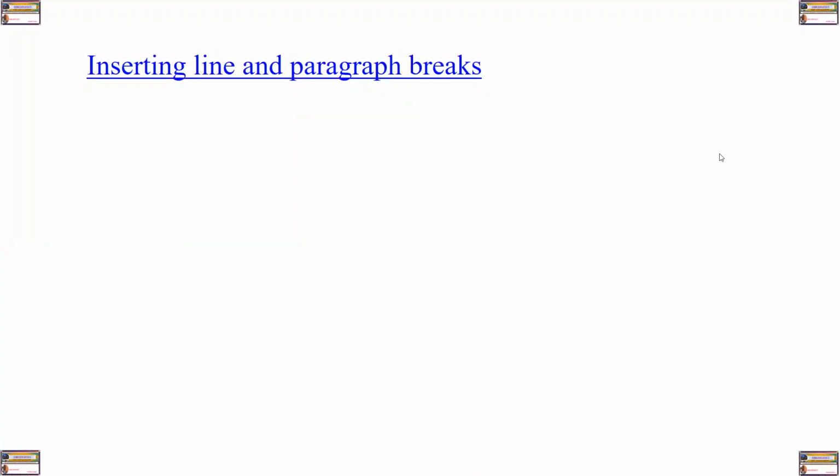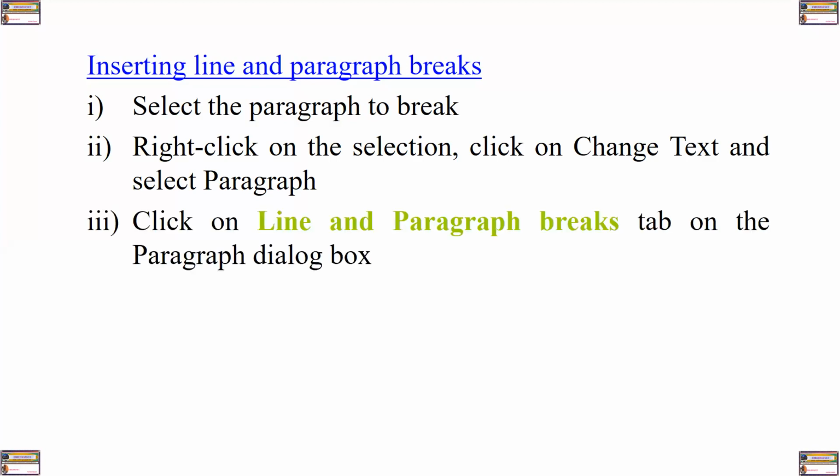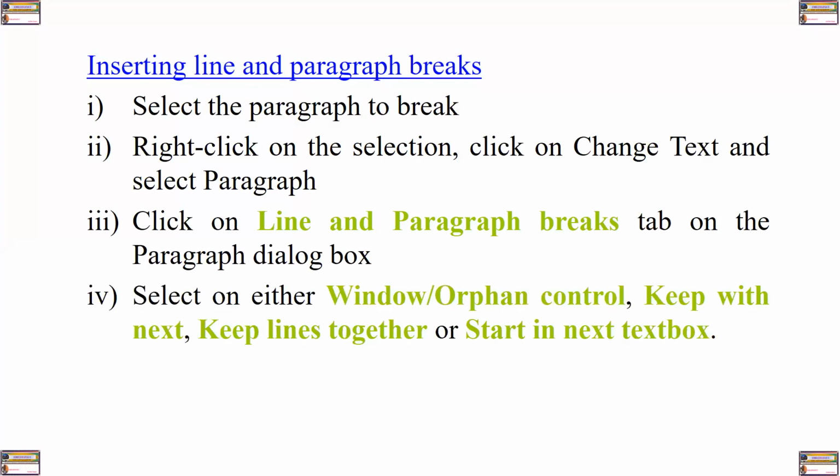We can also insert a line and a paragraph breaks in our pages. So to insert a line or a paragraph break, you select the paragraph that you want to break, and then right-click on the selection, click on Change Text, and select Paragraph. Then you click on the Line and Paragraph Breaks tab on the paragraph dialog box. You select either Widow or Orphan Control, Keep with Next, Keep lines together, or Start in next text box. And then you click OK.